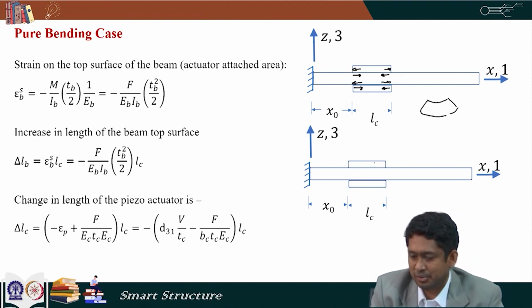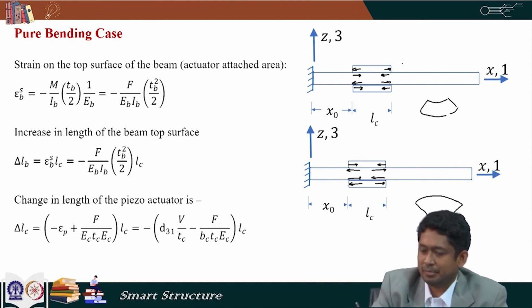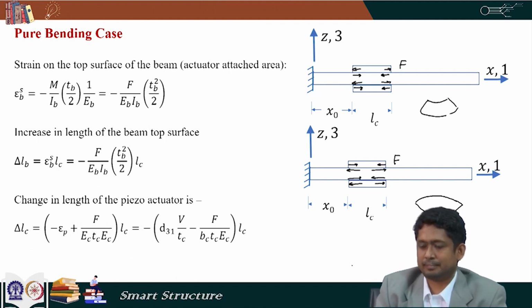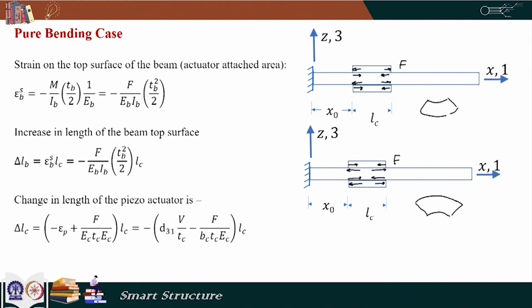On the contrary, if the actuation is just opposite, then the top piezo would experience a compressive force and the top part of the beam would experience a tensile force, and at the bottom part it would be opposite. In this case it would result in this kind of bending, and everywhere the force is just F. So, needless to say, when these forces are opposite, the net force is 0, but it will induce a bending moment. So, it is a bending case.